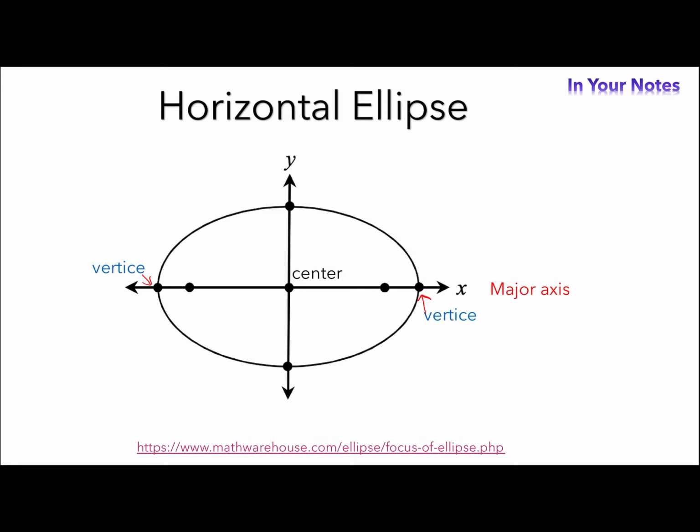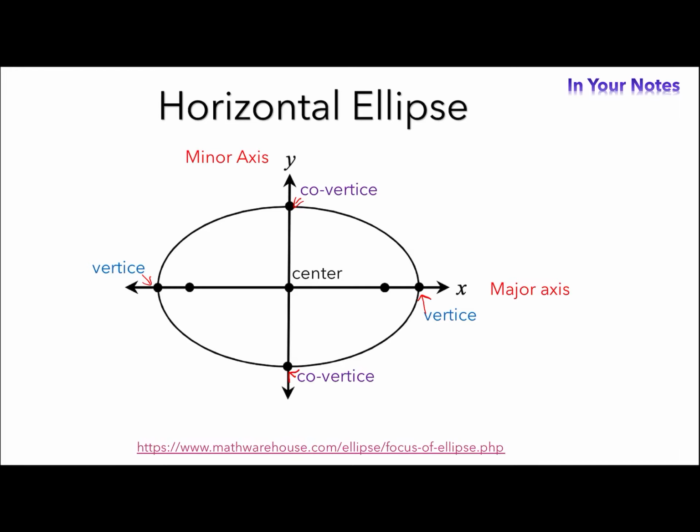All right, then you have your minor axis. Your minor axis is the one that is the shorter side of the ellipse. So this is your minor axis. The 2 points on the minor axis, those are called your co-vertices. So this guy right here is a co-vertex, and this guy right here is a co-vertex.